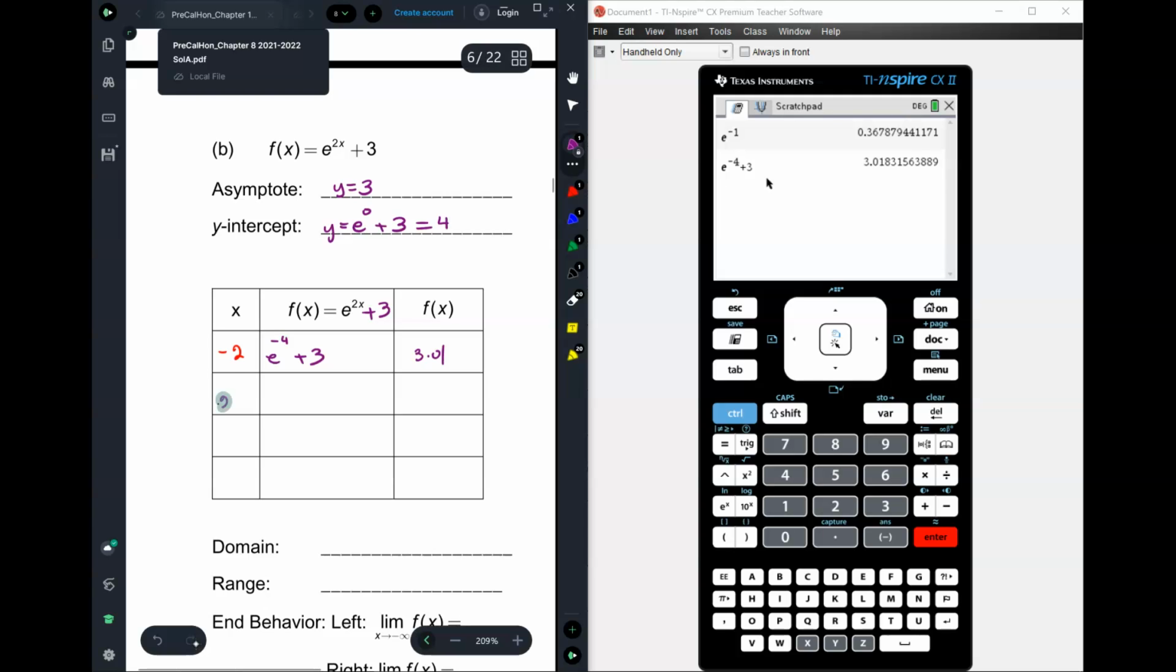All right, what if we have negative 1 next? E to the negative 2 plus 3. So I like to actually recall the last one I put in and edit. I don't know, that's me. 3.1. 0, we just said was 4. 1, e squared plus 3. That's 10.4, right?